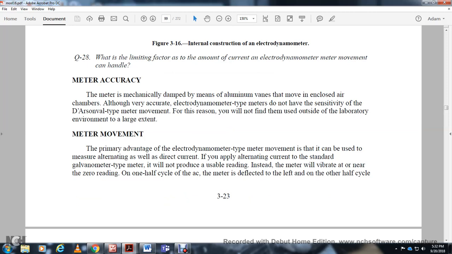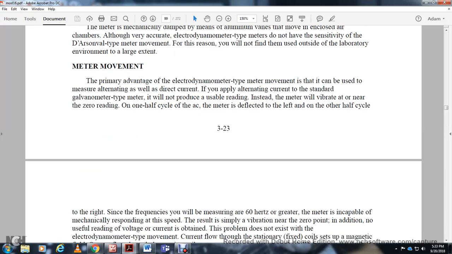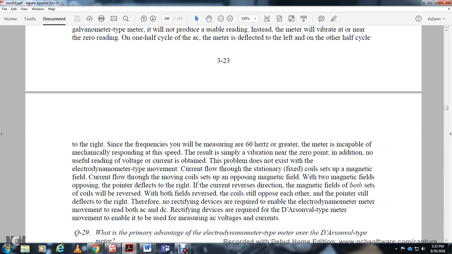Alright, the meter movement. The electrodynamic type of meter movement can be used for measuring alternating current. If you apply alternating current to the galvanometer type of meter, it produces no useful reading. Instead, the meter will vibrate near zero, deflecting to the left on one half cycle of the AC and to the right on the other half cycle. So at a frequency of 60 hertz, the meter cannot mechanically respond; the result is a simple vibration near the zero point, with no usable reading of the voltage or current.